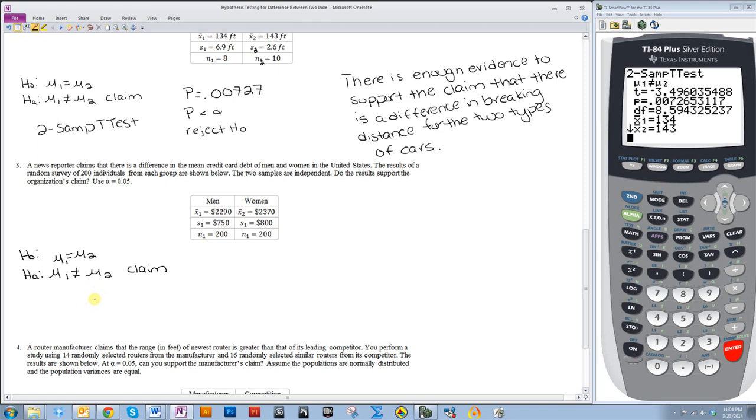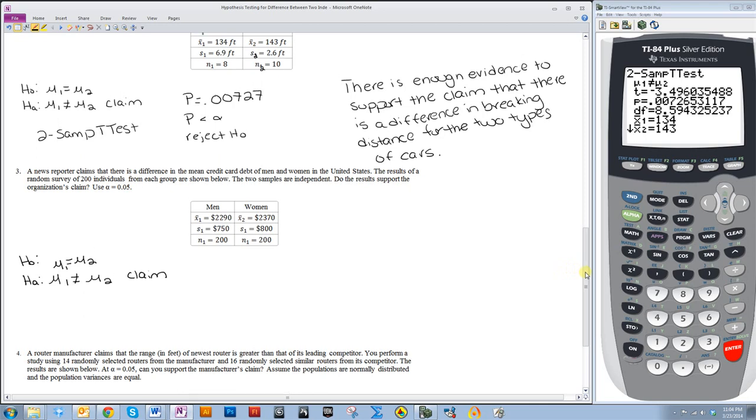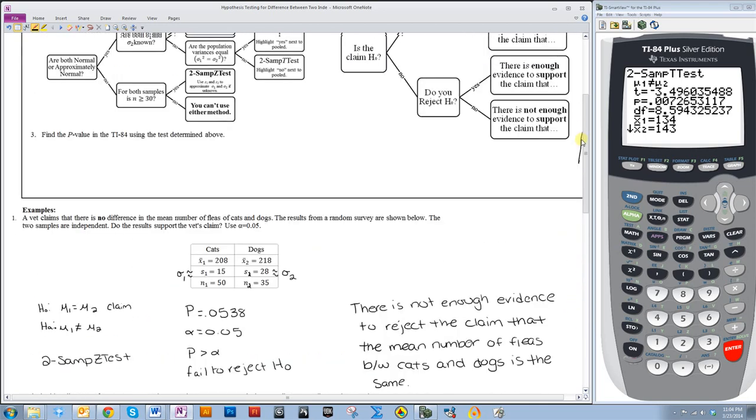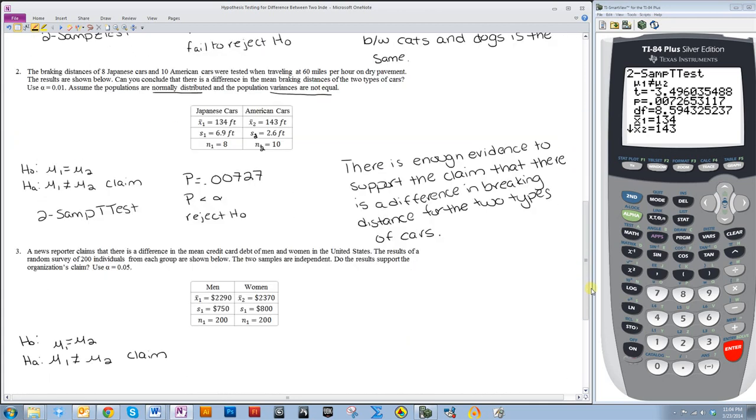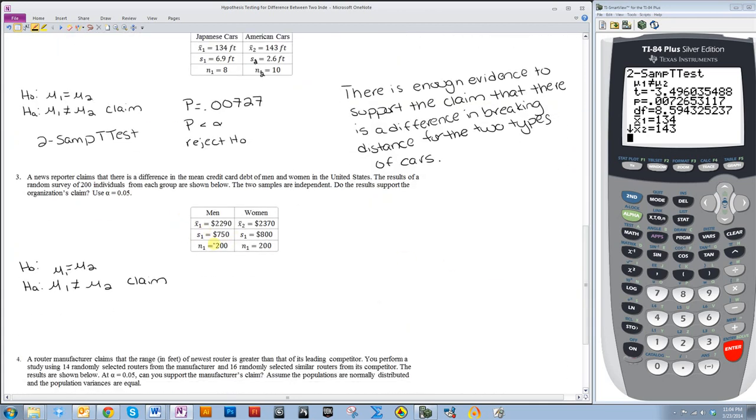Okay, now I need to figure out, am I going to be using a Z-test or a t-test? So are they normal or approximately normal? It didn't say anything about that. Are both greater than 30? Yes, because they're both 200. So I use 2-SampZTest. In general, most people just go ahead and use Z-test if they're both greater than 30. Okay, so I need to use 2-SampZTest.